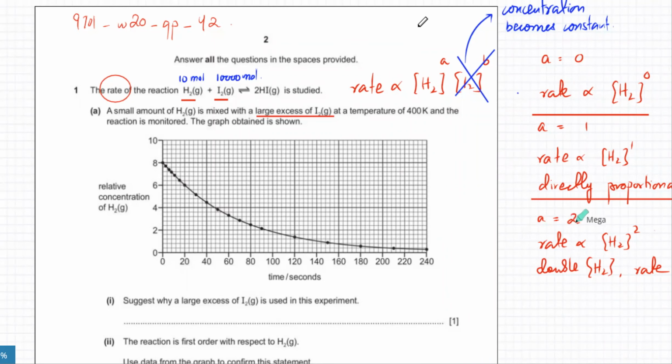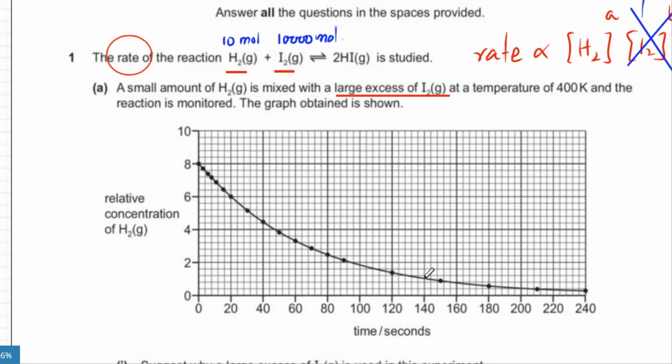So they've plotted H2's concentration. As the reaction proceeds, the rate of the reaction slows down. So the steepness of the graph becomes less and less. It takes a longer time for the reaction to be completed. That's how most reactions happen. They're faster at the beginning, and then they start to slow down.